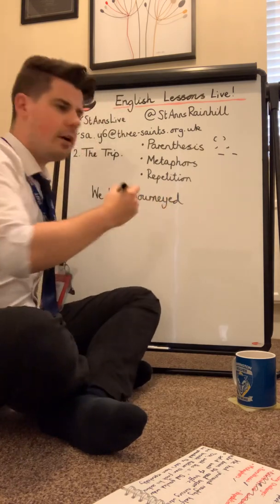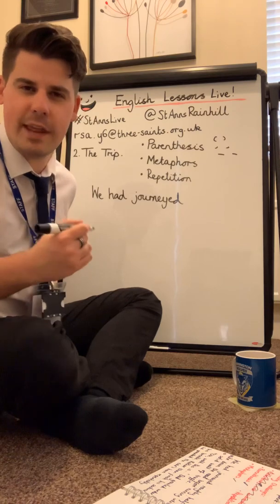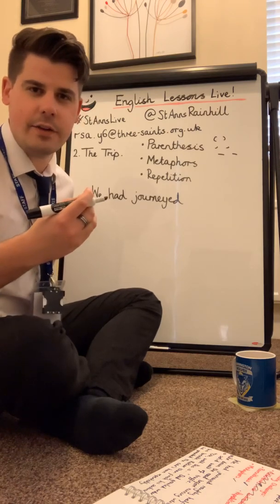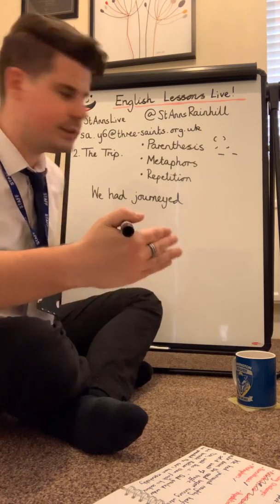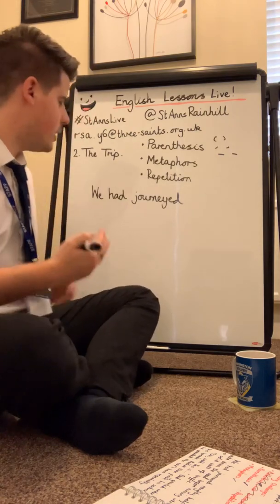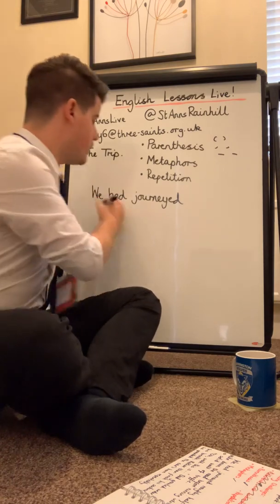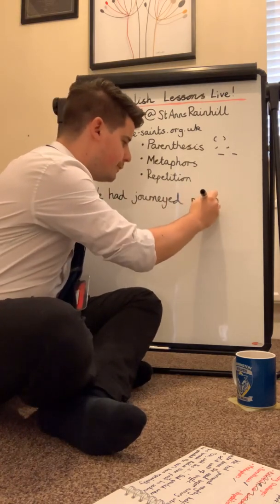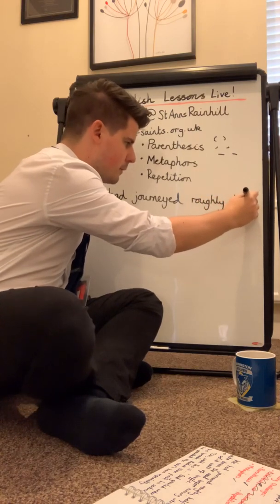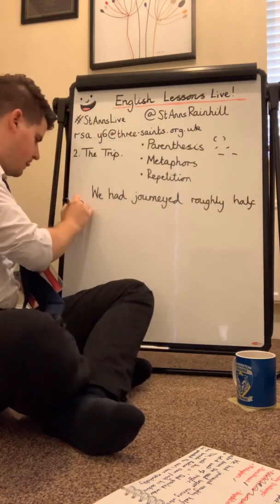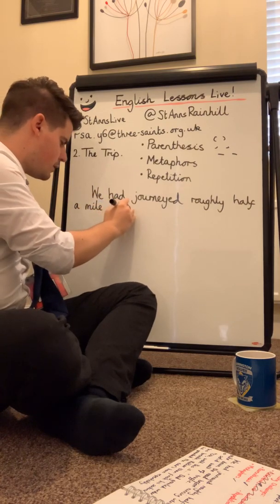And again, because we're doing this from the boy's point of view, I don't want anything to be too analytical. I don't want to say we went for exactly 13 minutes and 5.3 miles, because he wouldn't know that. So let's make it a rough approximation. Let's even use that word. We had journeyed roughly half a mile down the road.